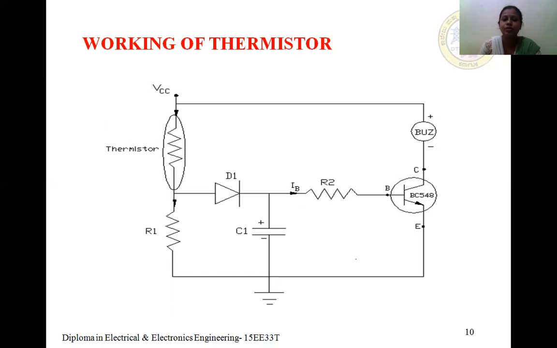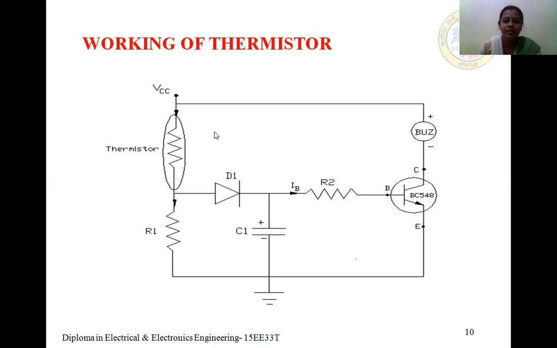Next, moving on to the working of a thermistor. The working of the thermistor is explained with a small example by taking a fire alarm circuit. In this fire alarm circuit, we are using the thermistor for switching on the transistor. Here it is used for fire detection. This is one example of fire detection using a thermistor.